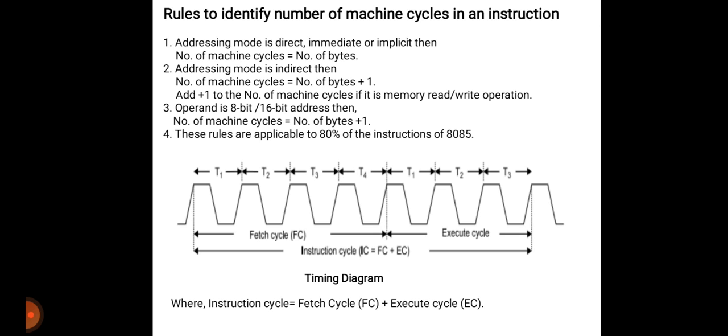Then here one diagram is shown. This is the timing diagram, which has 4 cycles, that is T1, T2, T3 and T4. Then again repeatedly T1, T2, T3 and so on. First, T1 to T4 means what? Fetch cycle. This is known as fetch cycle.